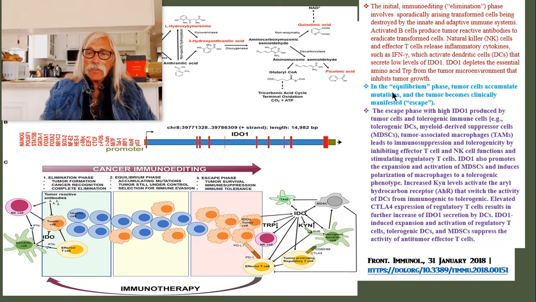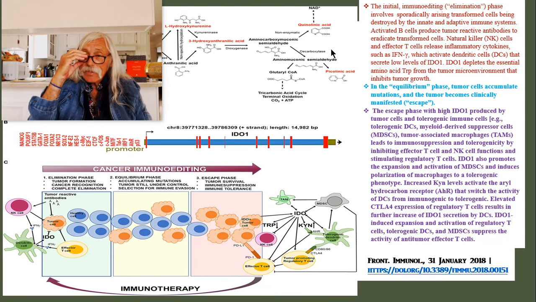So let's go through this in the words I wrote over here. It's from a paper published in Frontiers of Immunology back in 2018, a couple years ago. So the equilibrium phase, I told you, is just kind of like a tumor accumulates mutations, the tumor becomes clinically manifested, okay, so it escapes. Finally, the escape phase, which is down here, you got high dioxygenase activity produced by the tumor cell, the PDAC cell itself, okay? And you get a tolerogenic immune cell, like tolerogenic DCs.